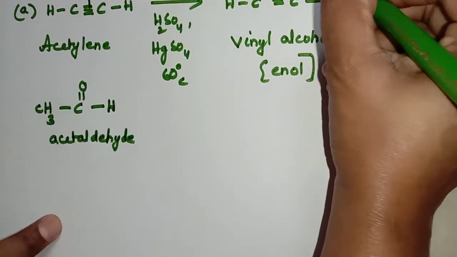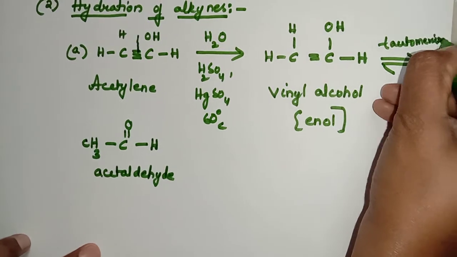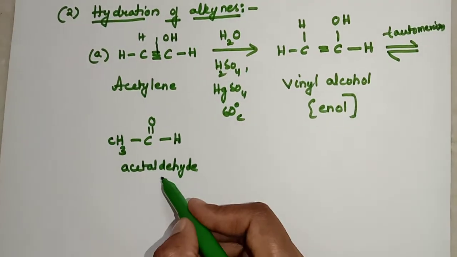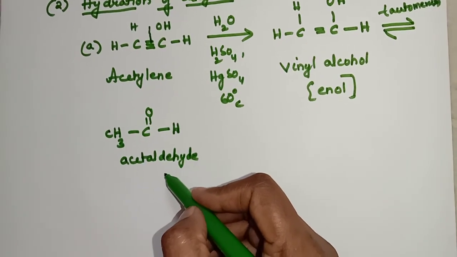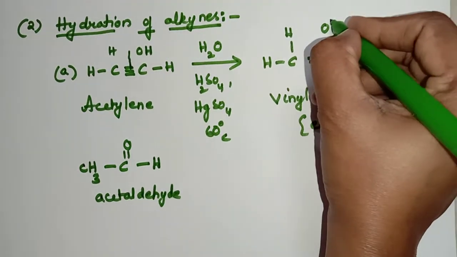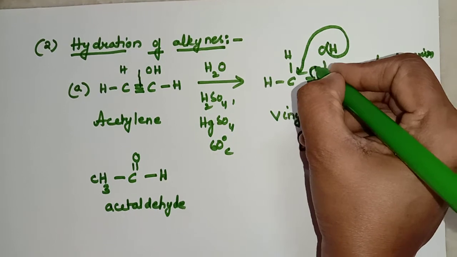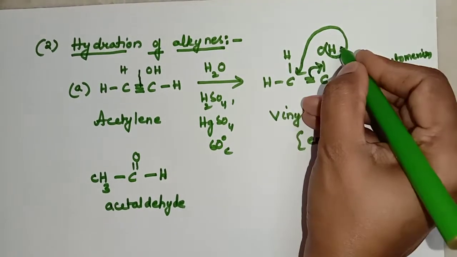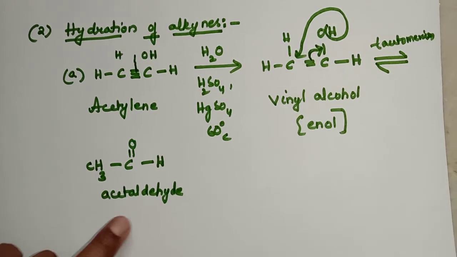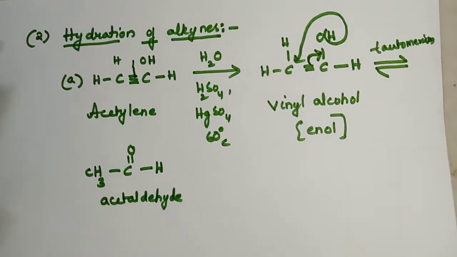So here I am writing tautomerism. Vinyl alcohol undergoes tautomerism and converts into acetaldehyde. So this is nothing but a rearrangement. H with the two bonds comes to carbon and this pi bond shifts here. So CH3 C double bond OH. This is the way we prepare aldehydes from alkynes on hydration.